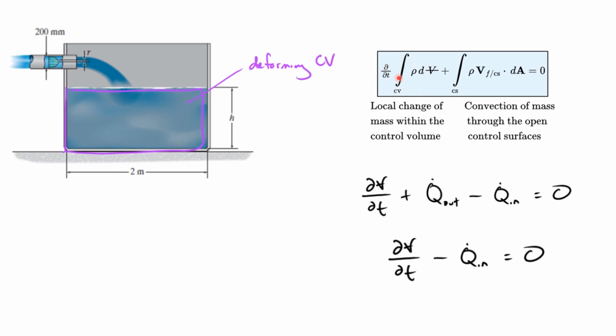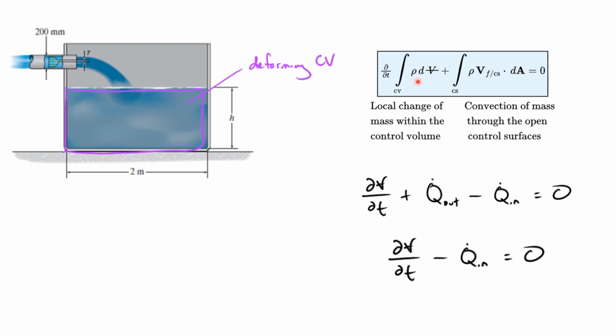If we take a look at our conservation of mass equation, this first term deals with the local change of mass within the control volume. Since our control volume is constantly changing, we're adding mass to it. This term is not going to be 0. We have to take this into account. The second term is the convection of mass through the control surfaces. If our control volume is defined as shown in purple, we have water coming into the control volume. So this term will also not be 0. We have to take this into account.